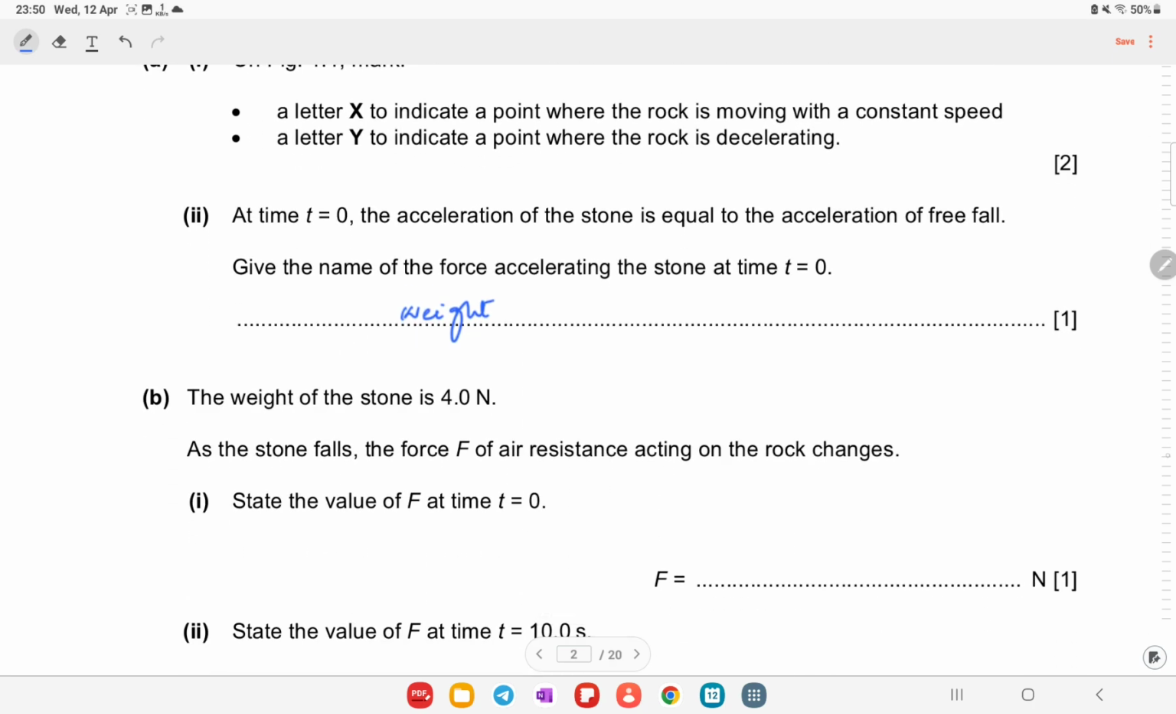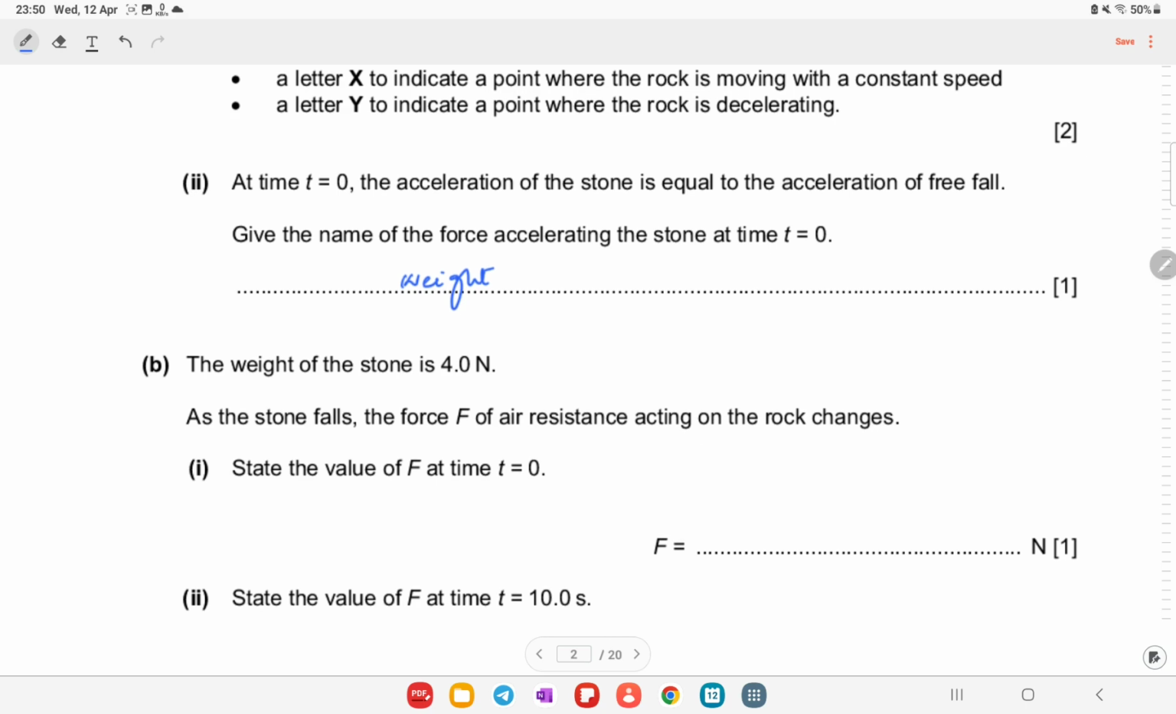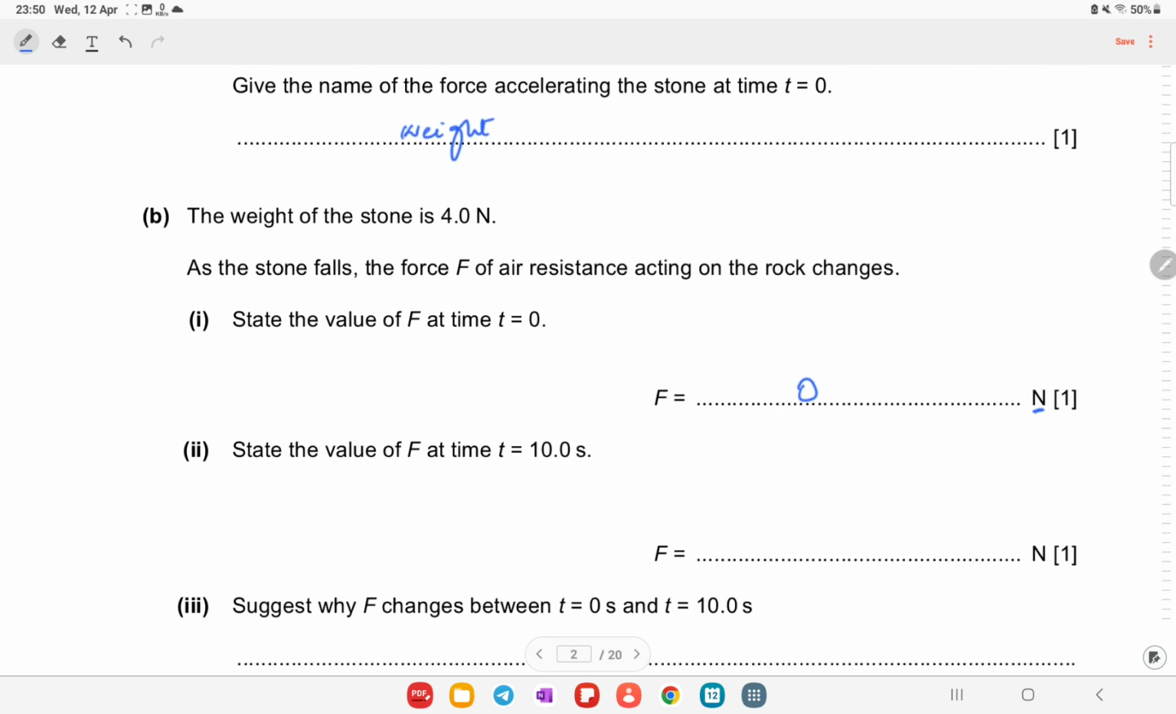The weight of the stone is 4 newtons. As it falls, the force F of air resistance acting on the rock changes. State the value of F at time equals 0. So obviously it will be 0 newtons. Don't forget the units, so it's already there. No force will be acting at that time.